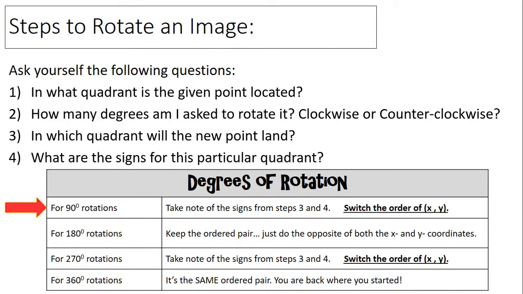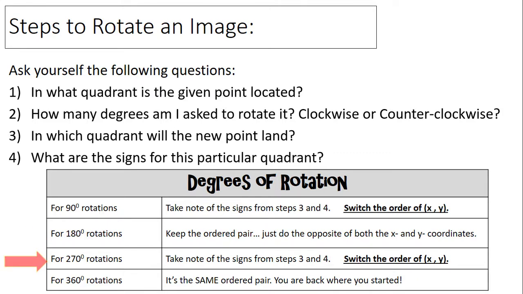In considering these points, we will look at the degrees of rotations. For 90-degree rotations, take note of the steps from 3 and 4. Take note of the signs, and then you'll switch the order of the x and y values. For 180-degree rotations, you keep the ordered pair just as it is. You'll only do the opposite signs for both the x and the y coordinates.